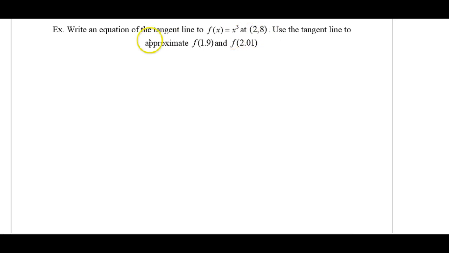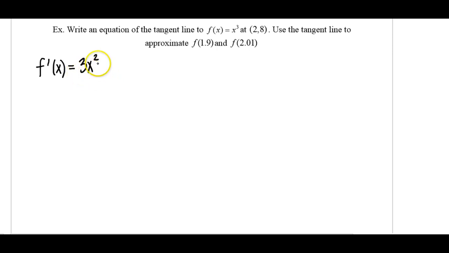So let's start with the basics. What we already know how to do is write the equation of the tangent line to a function at a particular point. So we have our x1, y1. Now we need to find our slope. To find the slope of a tangent line, remember that's just the derivative. So we can find the derivative using the power rule. We have 3x squared is our derivative.